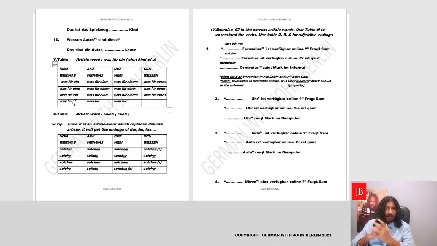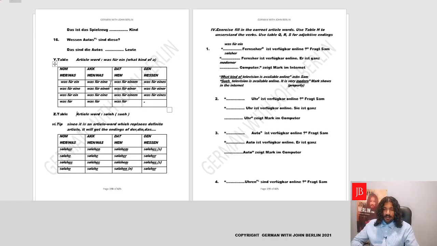For example, what kind of films do you watch? Was für Filme, or what kind of films are there, something like this, where you have the nominative case. For example, what kind of film is that? Or what kinds of films are these? So basically you'll say was für Filme sind diese. You'll not use any article.